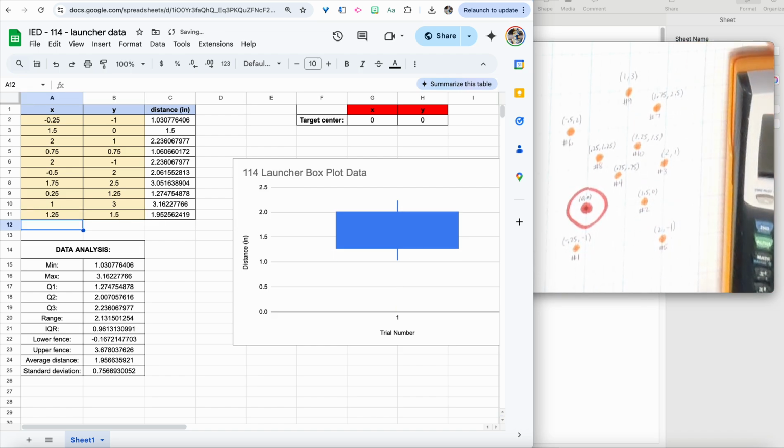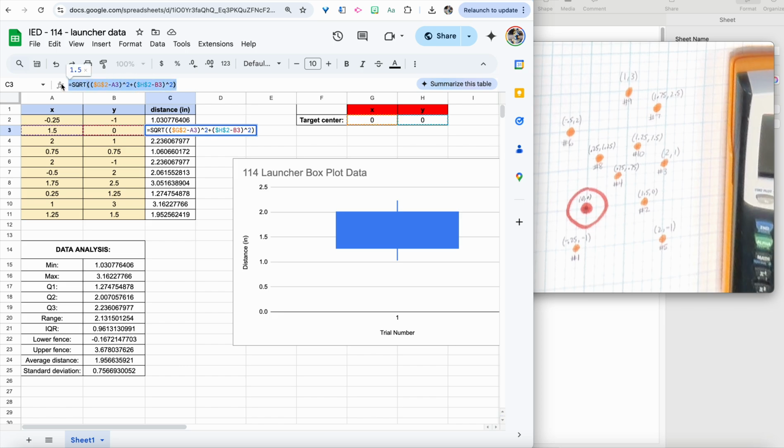And so now what you can see is that this has basically automated a lot of this process of calculating all these summary statistics, basically doing the data analysis for us. We've got all these distances here, right? And this is all automatically calculated by using the square root function in Google Sheets. This is actually the distance formula that we were learning about in class, just applied for Google Sheets. It's going to find the distance from this x and y point to the target center, which is at 0, 0.